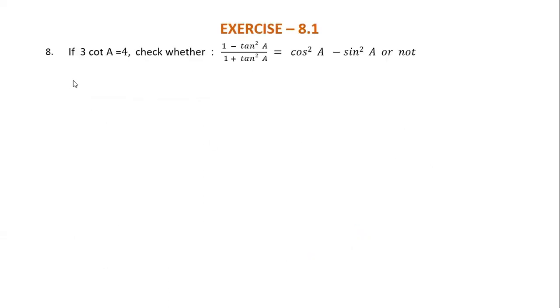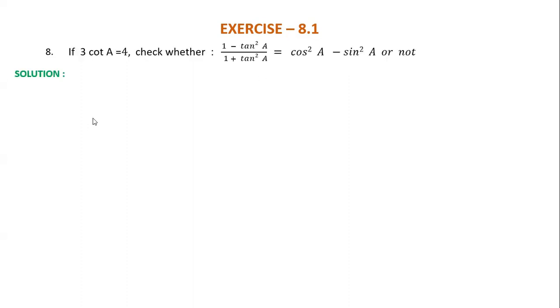Next question. Eighth question. 3 cot A is equal to 4. You have to check whether this and this expression both have the same answer. 3 cot A is 4. Okay, so cot A, this is given. So cot A will be 4 upon 3.